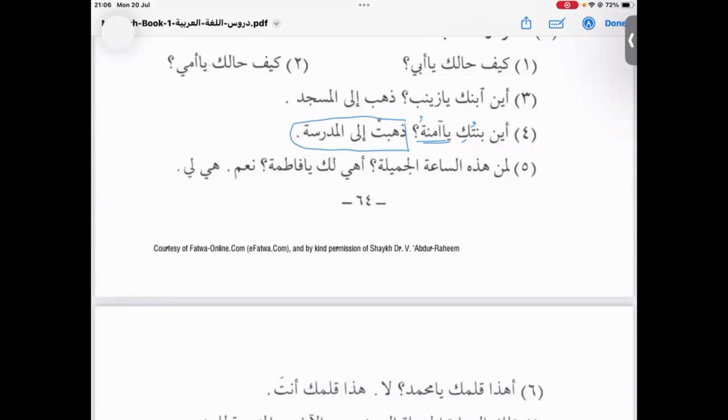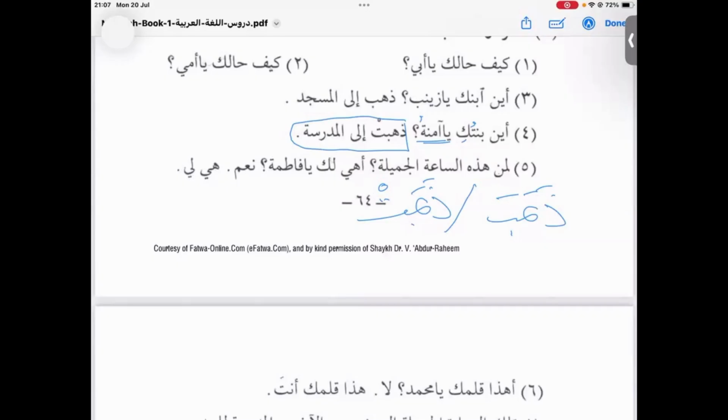So dhahaba means he, and dhahabat means she. This is how the author is introducing you to the various patterns of the verb. Now you know dhahaba means he went, and dhahabat means she went. So now you can apply that pattern to every verb that you have learned. Kharaja, he left. Kharajat, she left. Jalasa, he sat. Jalasat, she sat. It's easy.